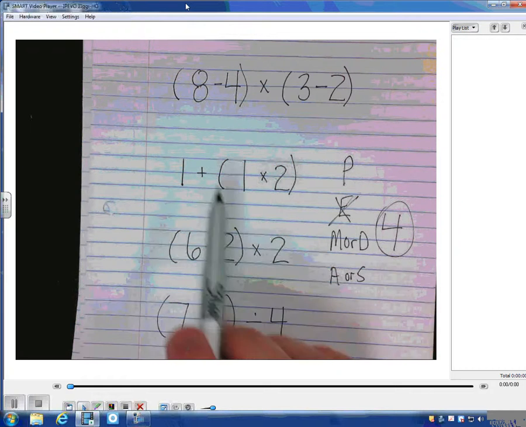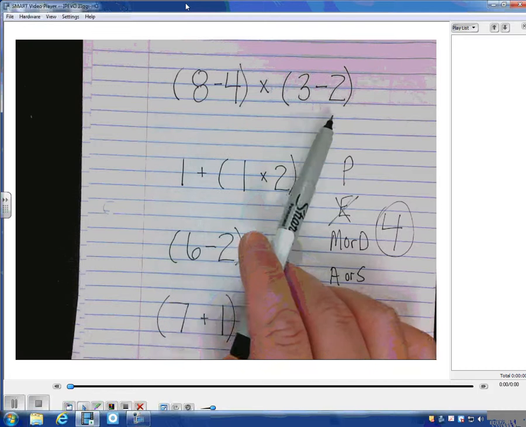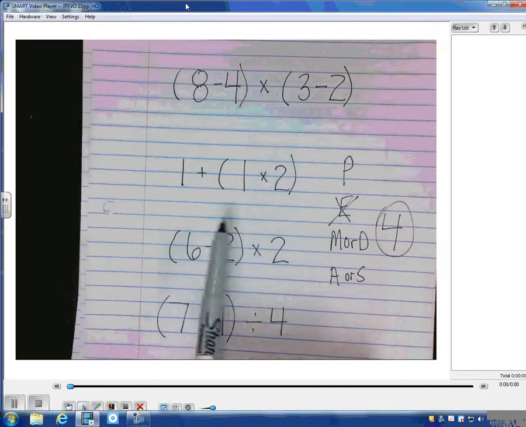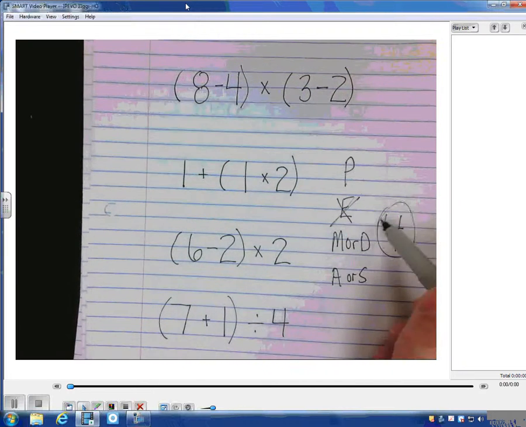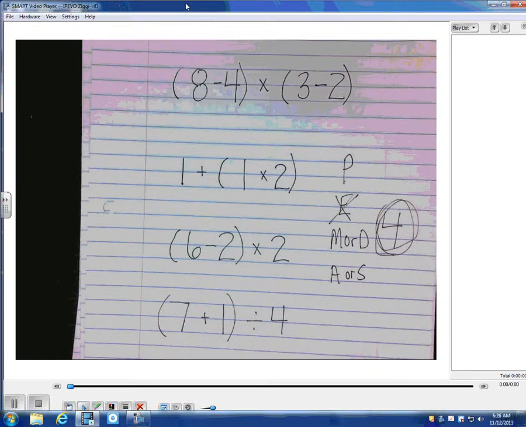If you would have both of those operations in the same problem, you do whichever comes first. Okay, so what you're basically going to do is just solve each one of these, and you're looking for one that's going to give you an answer of 4. And once you find that, then you would choose that letter. Okay, that's number 1.